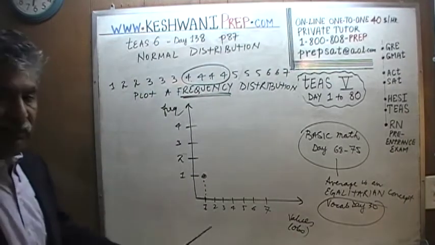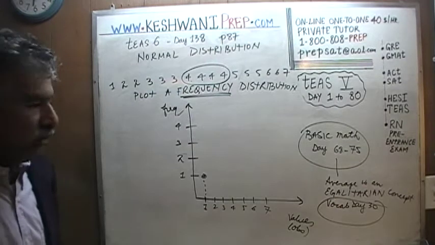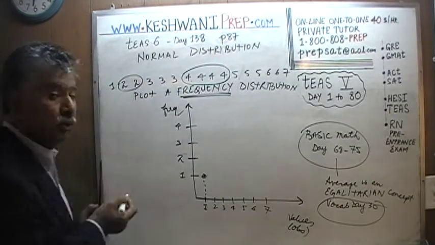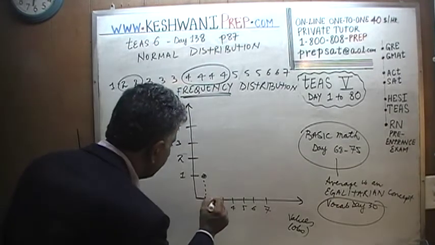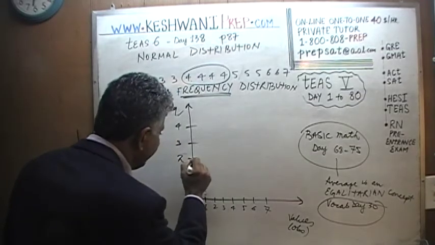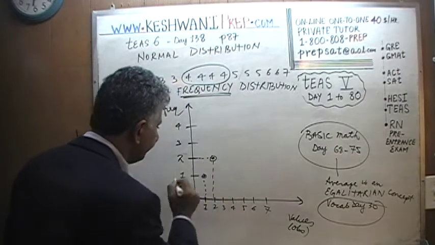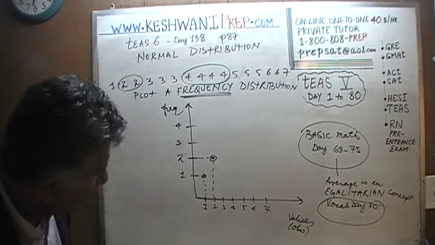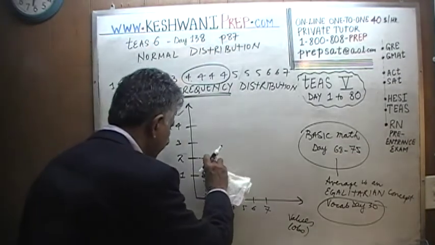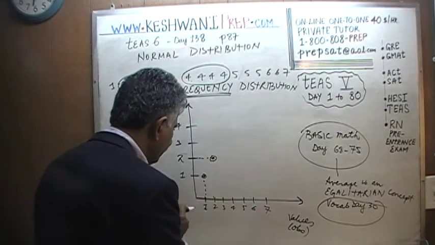How often did we see a value of 2? How many people scored 2? Well, let's see. 2 people scored 2. Interesting. 2 people. Right here, there is a frequency. 2 people had a score of 2. Interesting. I wonder how many people scored 3. I wonder. Do you wonder?